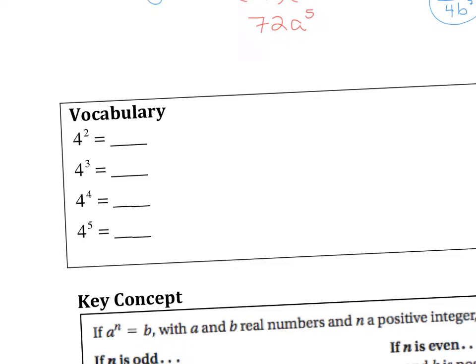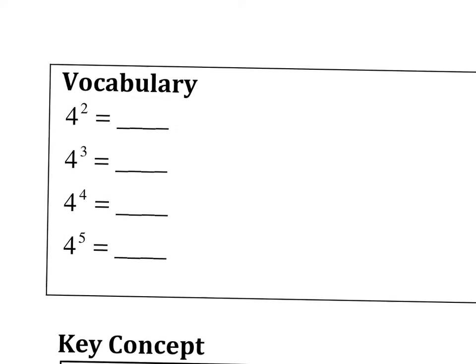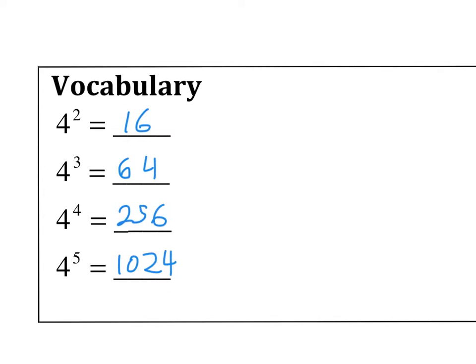All right, so by way of vocabulary, the first thing I want to show you is how we identify certain types of vocabulary. So this first thing here, of course, we get 16. This one here is 64. 4 to the 4th power is 256, and 4 to the 5th power is 1024. So as a result of this mathematical sentence, we can talk about not just 4 squared is 16, but how does the 4 relate to the 16? We call these exponent relationships roots.